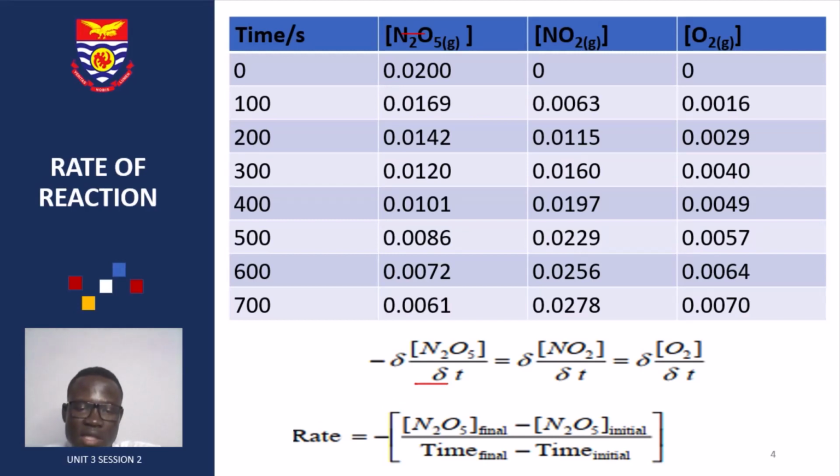So we write it as change in N2O5 divided by the change in time. However, remember I said we always assign a negative sign to it because the concentration of the reactants are decreasing. So the rate expression is given by this.